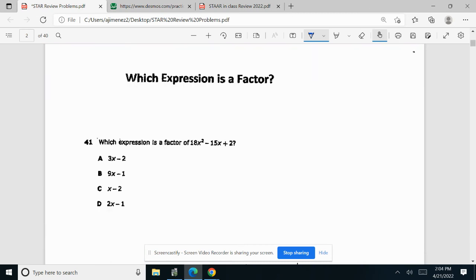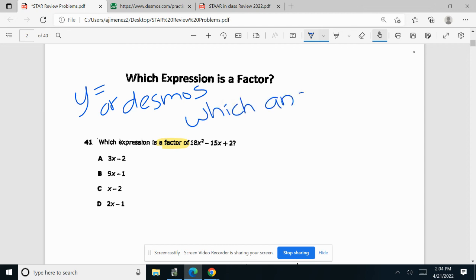Okay, now we're going to go to expression is a factor. That means this is the next page. Now it's saying the word factor. So what you're going to do is use y equals or Desmos, and see which answer goes through the same x-intercept.